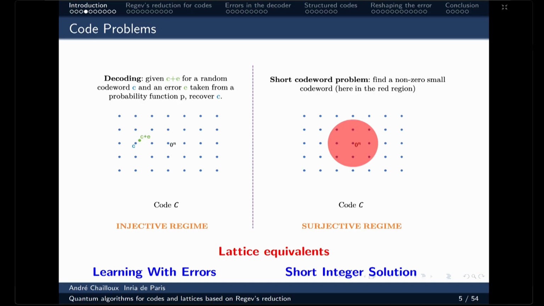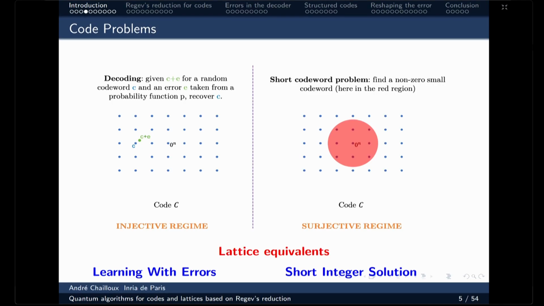So you take a code. Take your favorite error correcting code. You can take a random linear code, a binary code, whatever. You have a description of a code, and the decoding problem is: I give you a code word to which a little bit of noise was added, and the goal is to recover the code word. This is the standard decoding problem that arises in telecommunication.